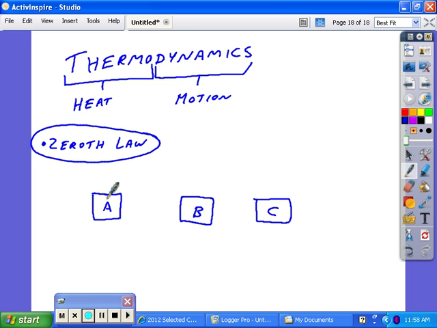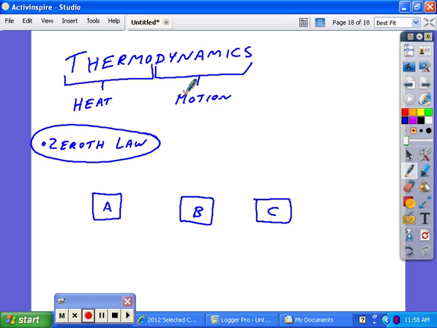Literally, if A is in equilibrium with B, that means there is no net heat moving from A to B. If A is in equilibrium with C, that means there is no net heat moving from A to C. So if you have the Zeroth Law in effect, that means you don't have thermodynamics. There's no actual motion from one point to another. The reason that it's the Zeroth Law is it literally is the background for everything else. So if you don't have this, nothing else can happen from there.